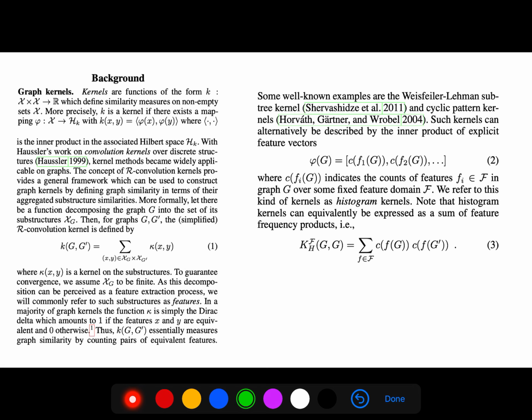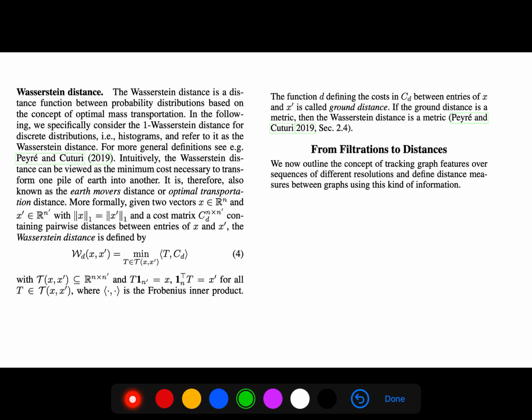So if we have two graphs G and G prime, then the simplified R-convolution kernel can be written as this sum, where this is the kernel on the substructures. Kernels can alternatively be described by the inner product of explicit feature vectors. So, for example, a histogram kernel can equivalently be expressed as a sum of feature frequency products. And then they talked about Wasserstein distance.